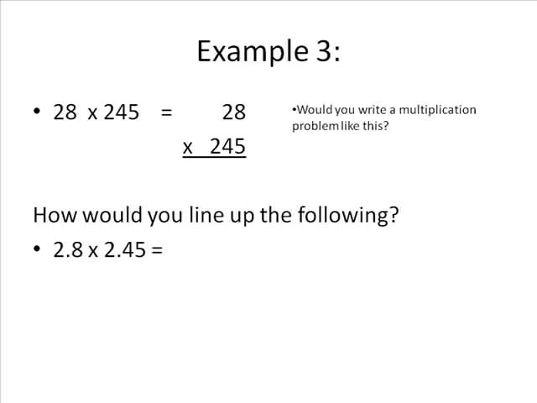When given a problem like 28 times 245, would you choose to write this multiplication sentence vertically as shown? Or would you choose to place 245 on the top and 28 on the bottom? 5 times 10 is the same thing as 10 times 5, is it not? Therefore, how would you line up the following problem? 2 and 8/10ths times 2 and 45/100ths.